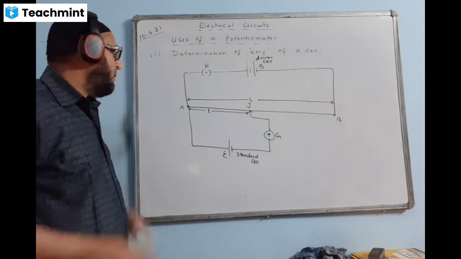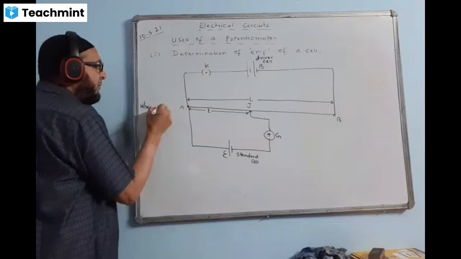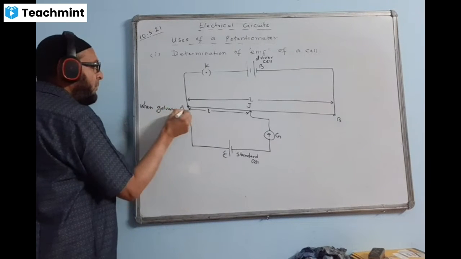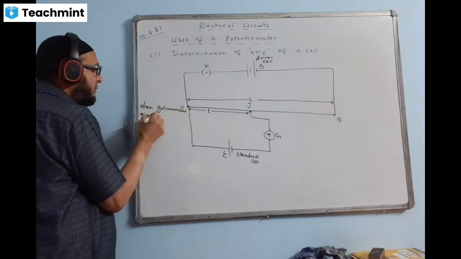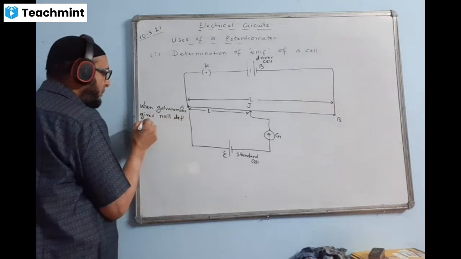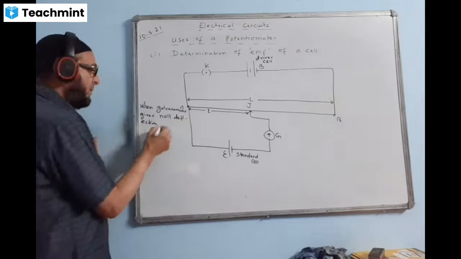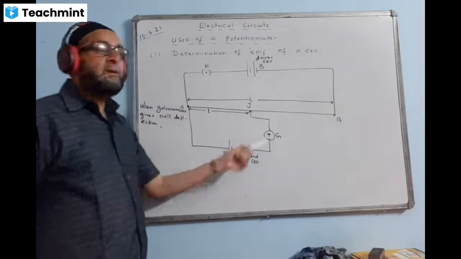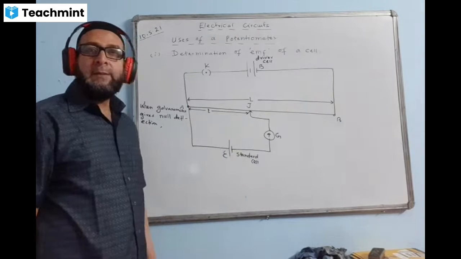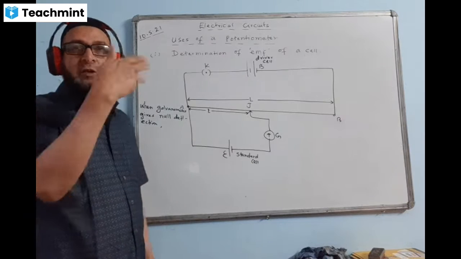You can write here, when the galvanometer gives null deflection, what does it ensure? It ensures that the current is steady through the wire. That means the potential gradient will be equal. And potential gradient means voltage upon length ratio, V by L.